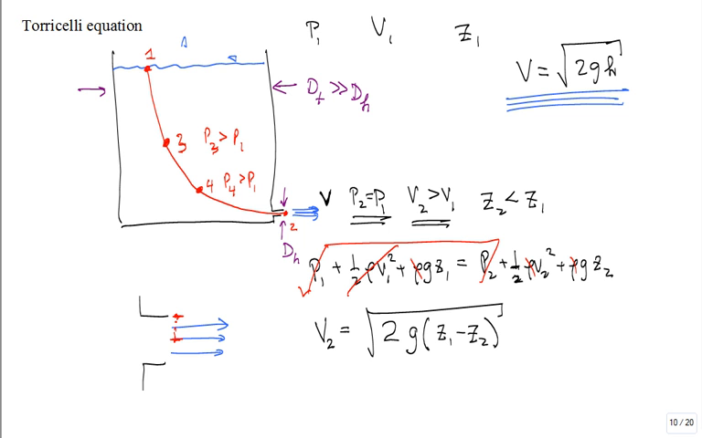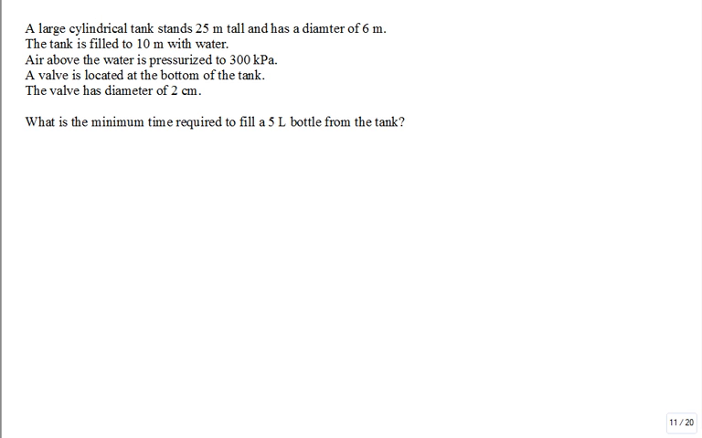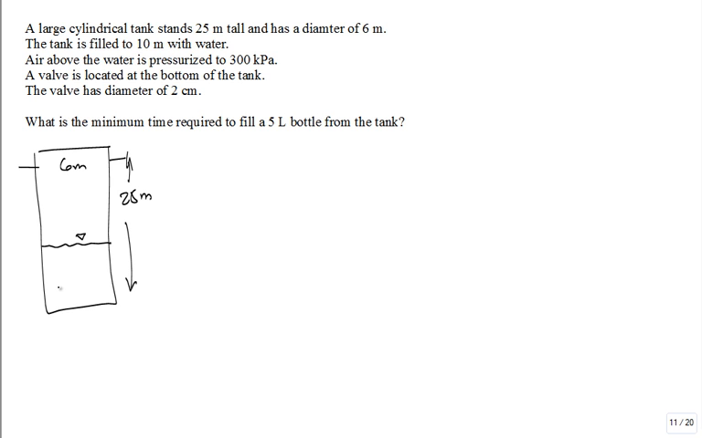So let's go ahead and stick in some numbers. Oh, I don't have any numbers. I'd have to substitute some numbers. A large cylindrical tank stands 25 meters tall. Let's go ahead and draw this out. There is the 25 meters tall, and has a diameter of 6 meters. The tank is filled to 10 meters with water. So this is 10 meters.